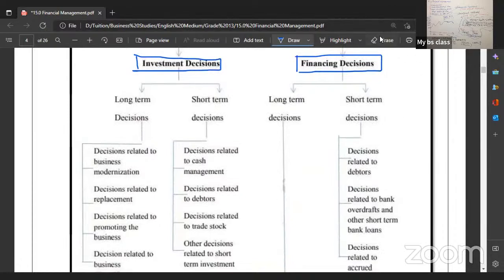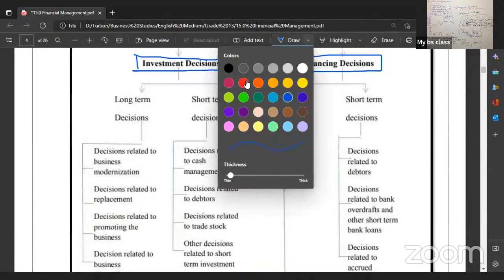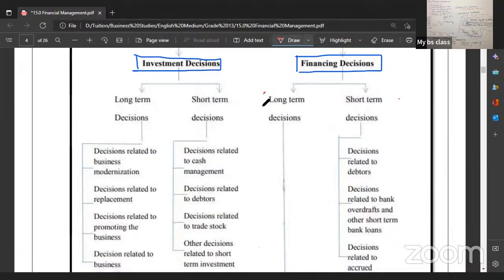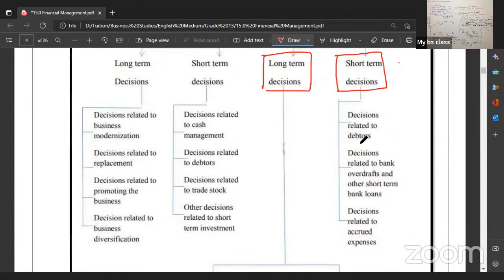Financial decisions, guys, you again divide into two: long-term financing and short-term financing. Short-term financing: you can take stock on credit from creditors. So you have to change this, guys. This is not debtors. This need to be creditors. Decisions regarding creditors.